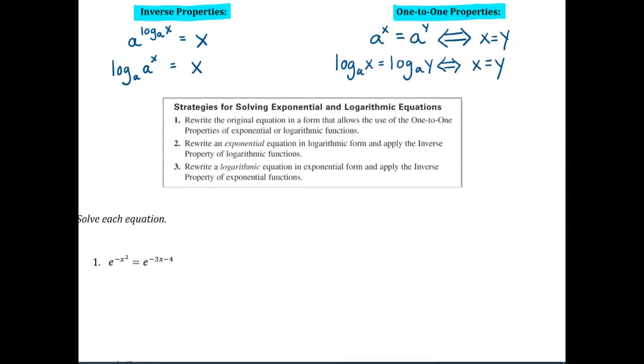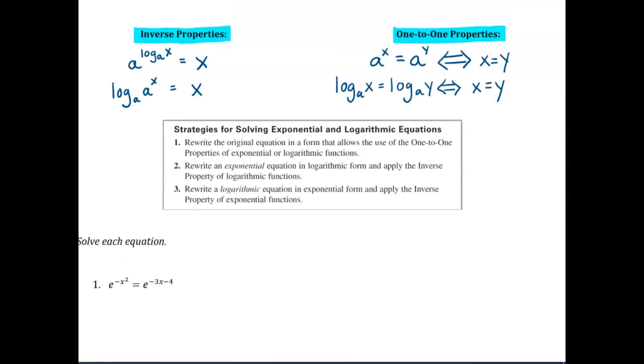Strategies. I'll talk over these briefly, but mostly I'll just show you. First, you can rewrite so that you can use the one-to-one properties. Sorry, these aren't one-to-one. That is my fault. I am highlighting the wrong things. So rewrite so that you can use this. This is where you find the common base. If you can write things in these forms, then you can set your x equal to your y, depending on where it is.